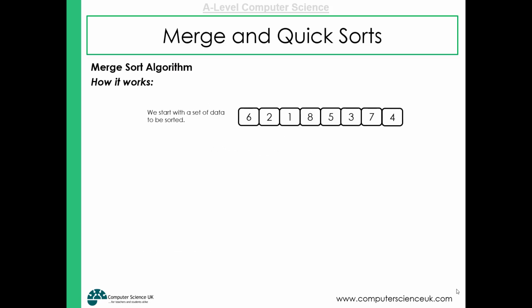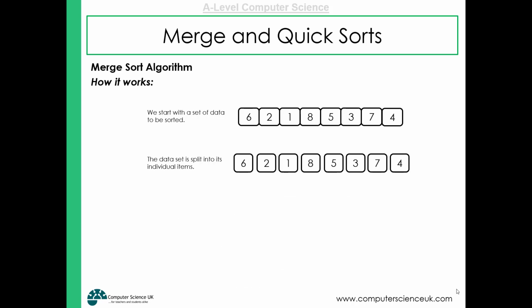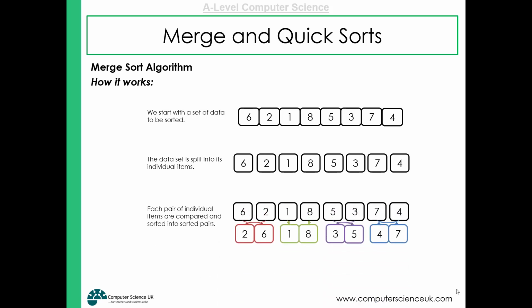So let's begin with the merge sort. With the merge sort, we will start off with a set of data that is not in order. What the merge sort will do is first of all repeatedly split the array into subarrays until it can't be split up any further, so it's all split up into individual items. Now the second half of the merge sort algorithm will then be to join these items up to form larger and larger arrays where the data is in order.